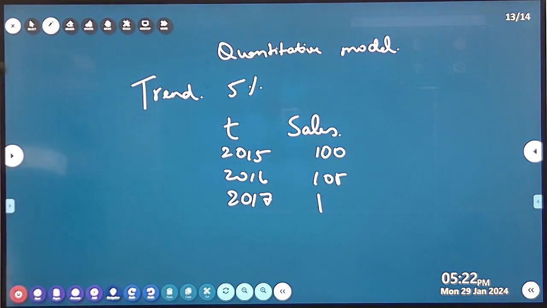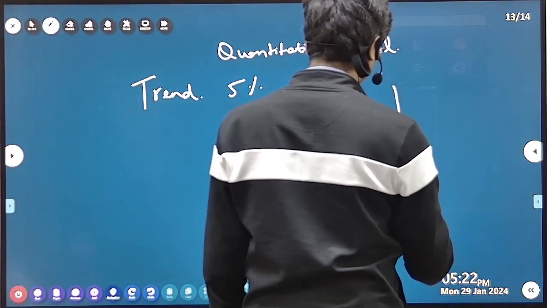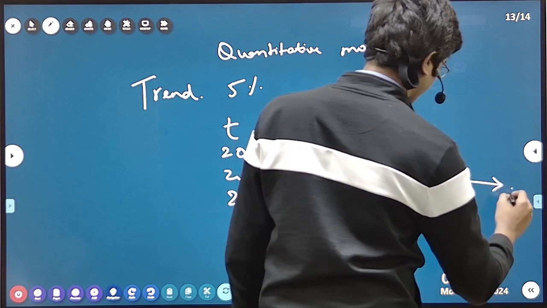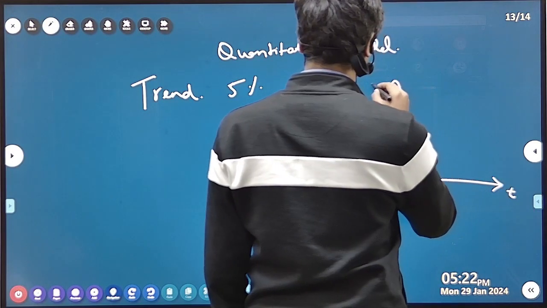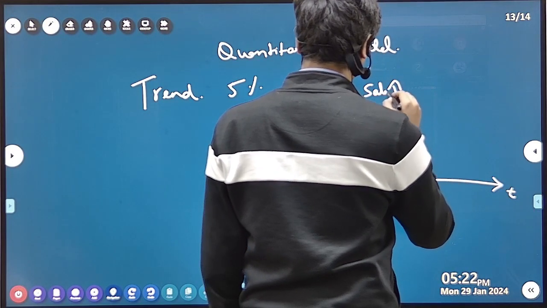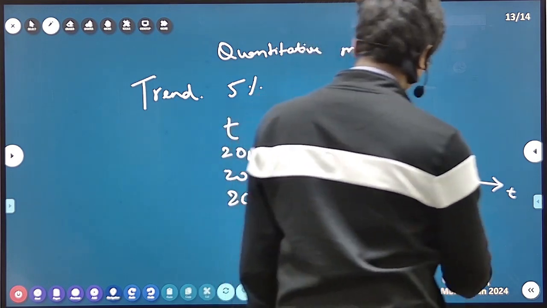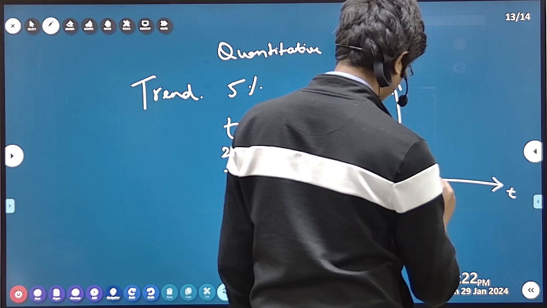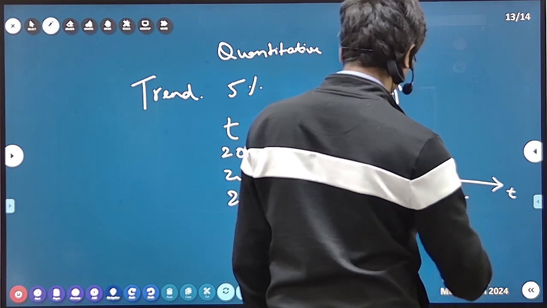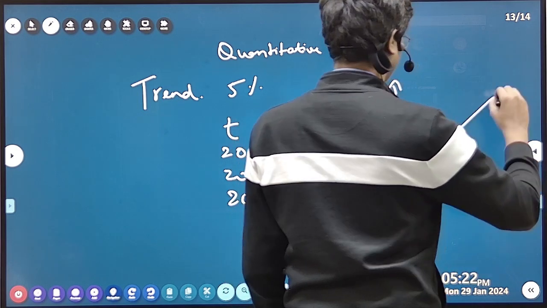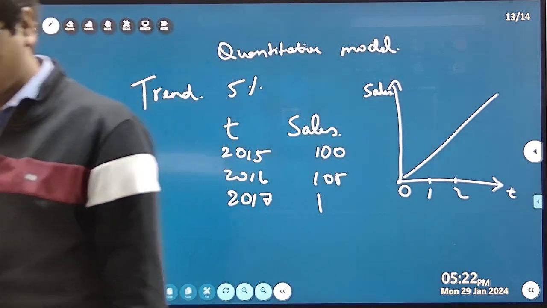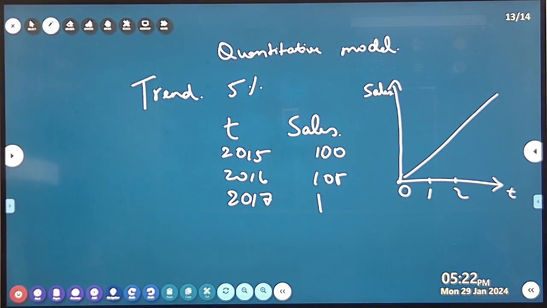So that is a trend. This is a linear equation. You are saying this is my time and this is my sales. Every year, you can take 2015 as your 0, and then this will be 1, 2. So every year you have a sale. This is a trend, okay.